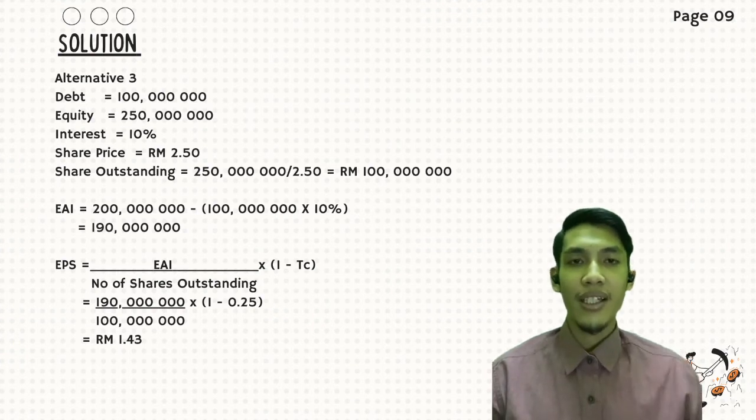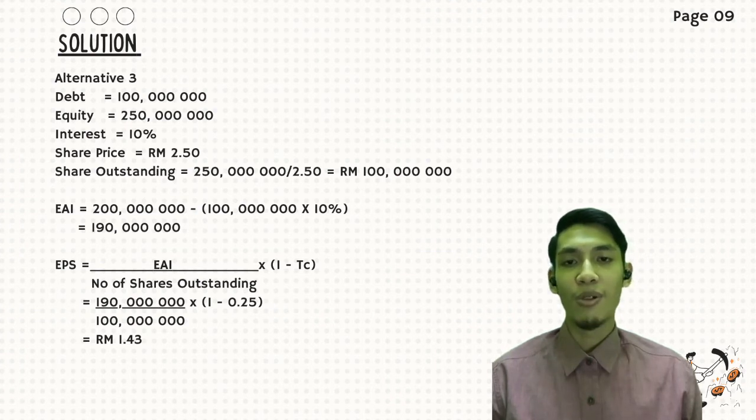And finally, alternative 3. First of all, we need to find the EAI. So we use 200 million minus 100 million of debt times 10% of the interest rate, and we will get 190 million. To find the EPS, we use the EAI. We get 190 million divided by 100 million number of shares outstanding and times 1 minus 0.25, and we will get 1 ringgit and 43 cents.